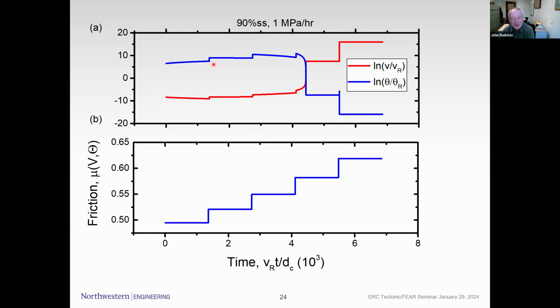You have this state variable up here, and when the velocity increases rapidly, that must decrease rapidly, which makes sense because the age of contact of the asperities must be going down.